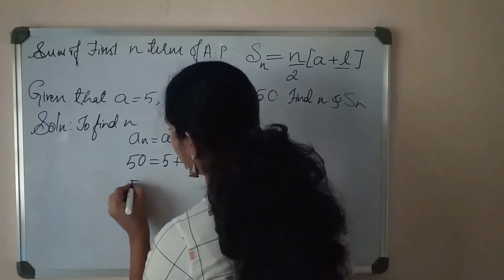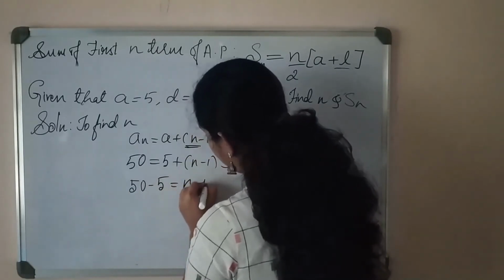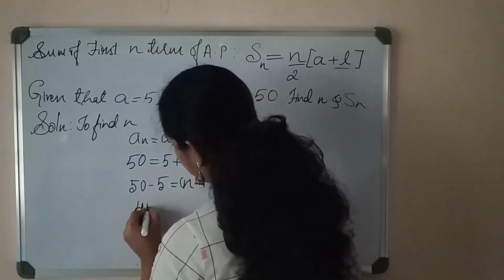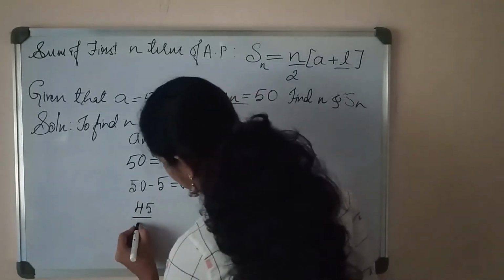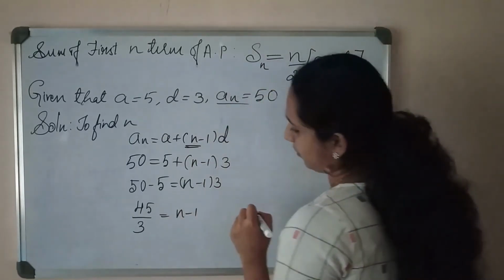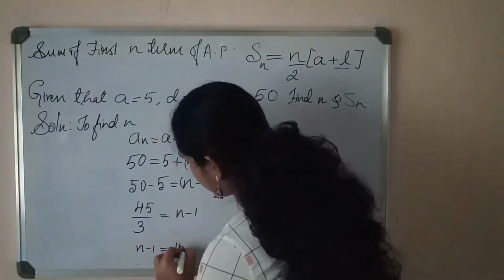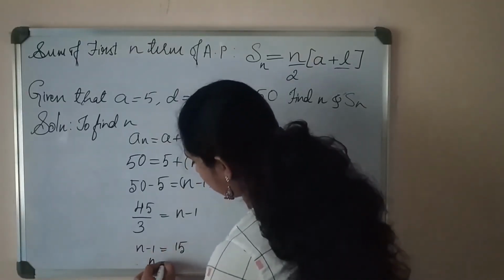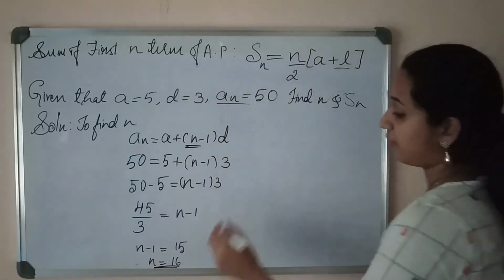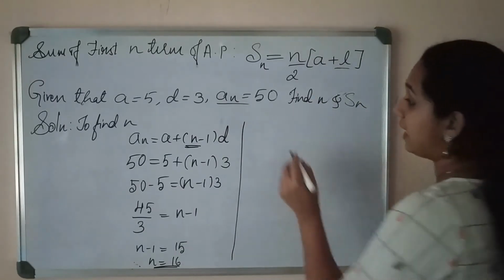Now 50 minus 5, which is equal to n minus 1 into 3. 45, this 3 comes to this side, 45 by 3 which is equal to n minus 1. So n minus 1 is equal to 15, n is equal to 16. Therefore we got n as 16. We found the n. Now we have to find Sn.